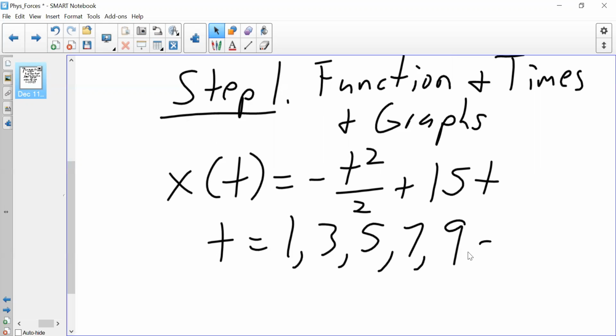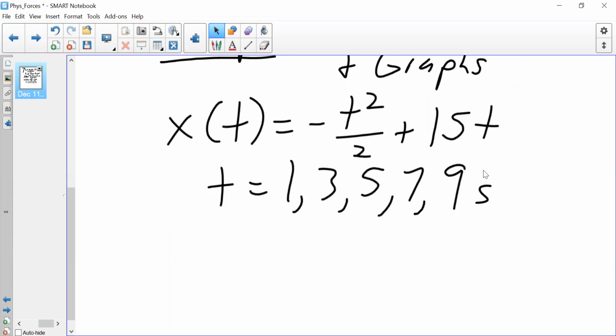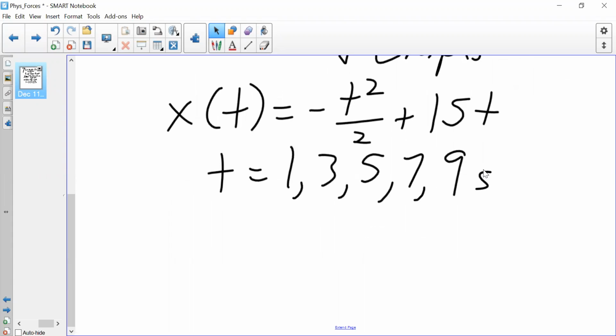Okay, so step one, function. We have the function here. It's a deceleration function. This is my time gap. And the graph, the shape of the graph that you're going to draw, and what you have to do is you have to plot your points. So I want to see the points on the graph. So the shape of this particular function is going to look something like this.